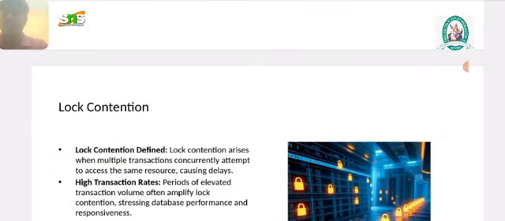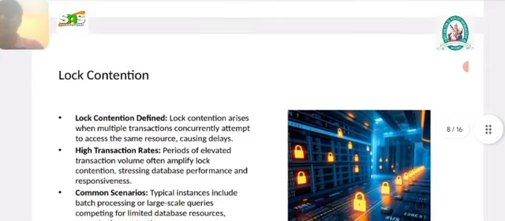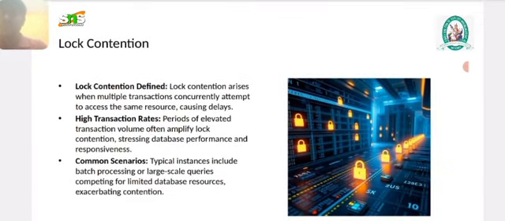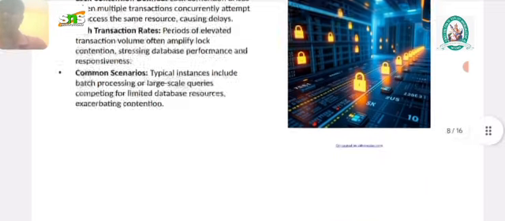Next is lock contention. Lock contention is defined as multiple transactions concurrently accessing the same resource, causing delays. High transaction rates, meaning elevated transaction volume, amplify lock contention and strain database performance and responsiveness. Common scenarios are batch processing or large scale queries, combined with limited database resources, exacerbating contention.